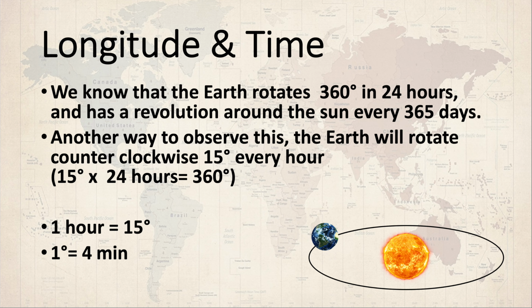Now we can break that number down a little bit smaller. We can observe it as 1 hour is equal to 15 degrees, or 1 degree is equal to 4 minutes of time, because remember, a whole hour is 60 minutes.